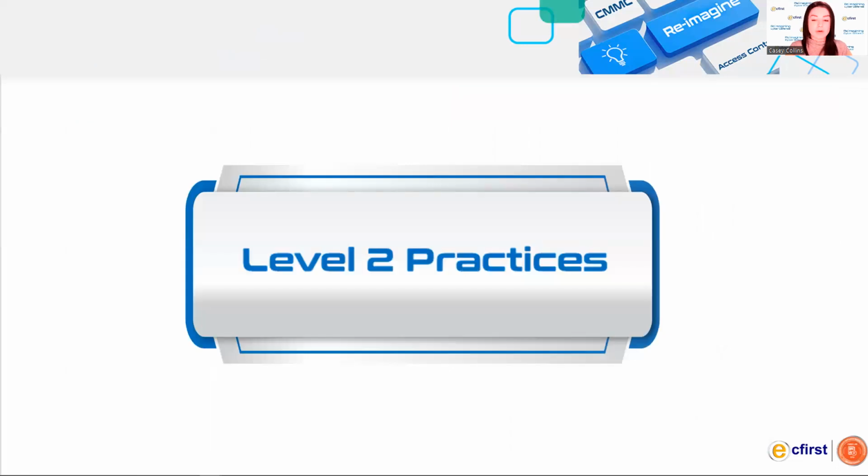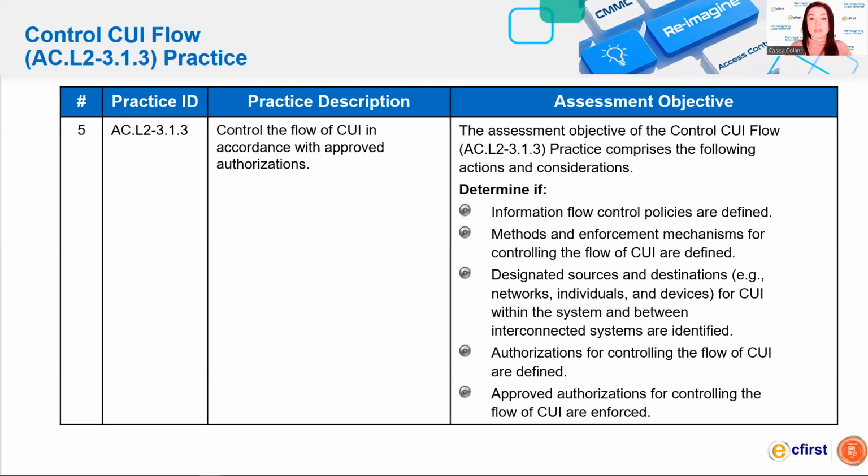So those were our level 1 practices. Now we have our additional 18 level 2 practices. So here we have control CUI flow. So we want to control the flow of controlled unclassified information in accordance with approved authorizations. So information flow control policies are defined. So we have policies to keep the flow controlled. Methods and enforcement mechanisms for controlling the flow of CUI are defined.